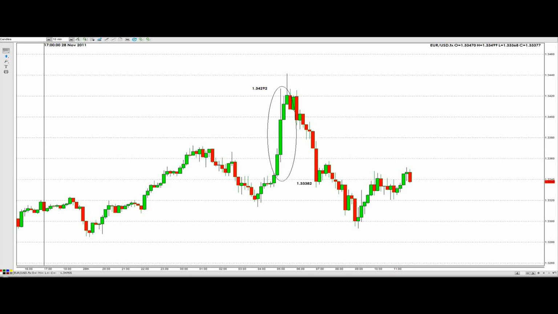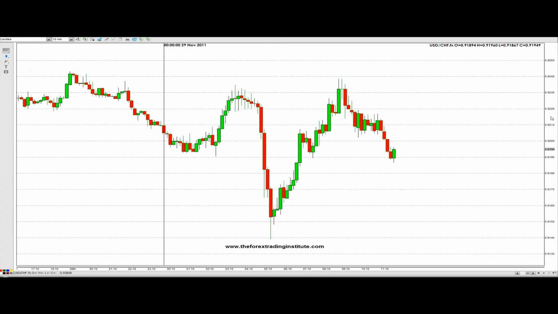Just to take a look at a couple more pairs, we can go to USD CHF. You can see that pattern very prevalent here. Once again, quick move to the south. We bottom out at a significant number. Price then reverses around, and then one more bullish move. And once again here, we can see price is now trading right back to its point of origin at the beginning of the day.